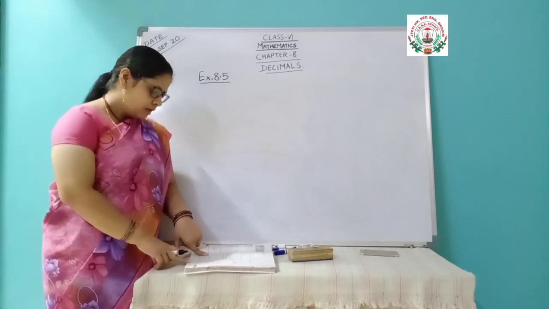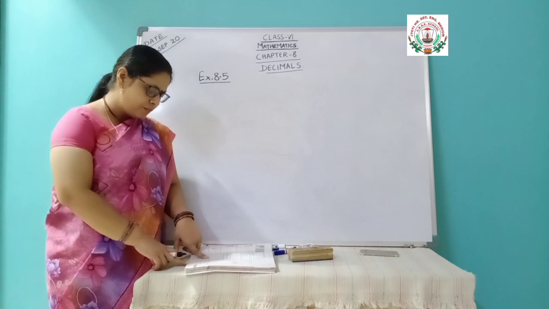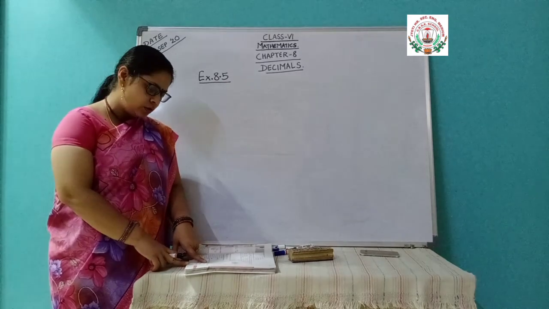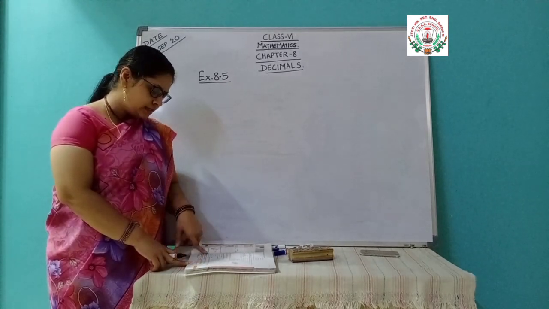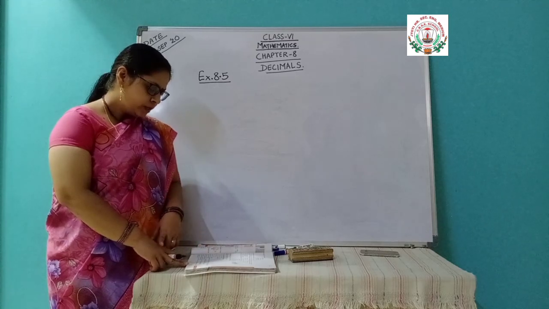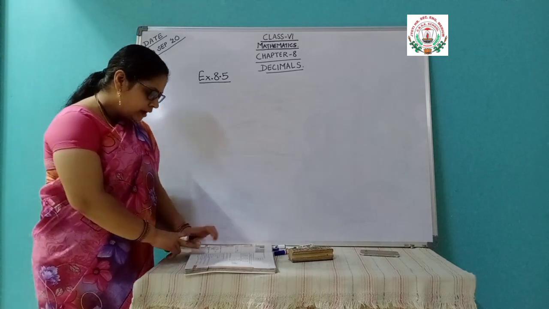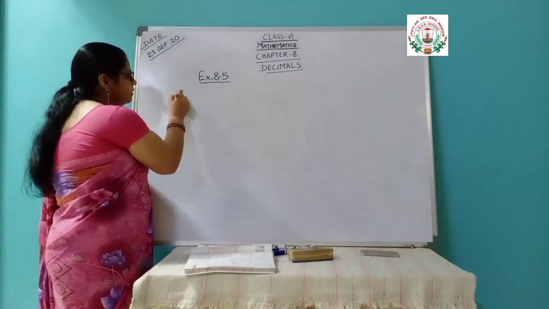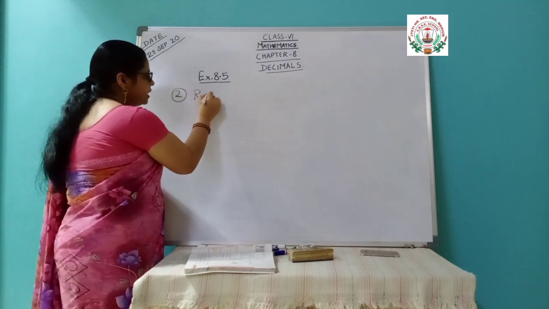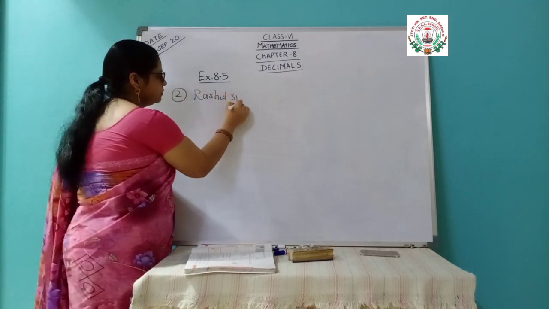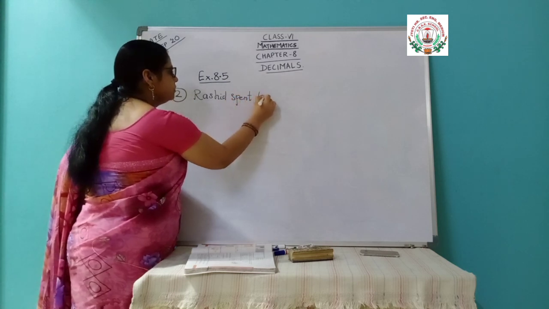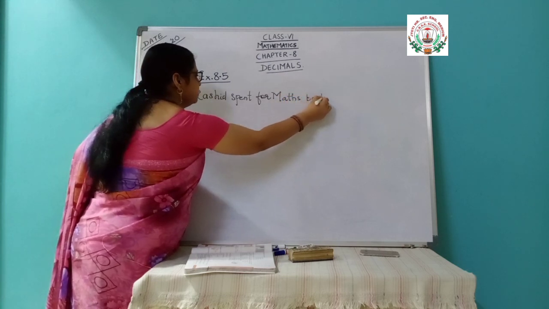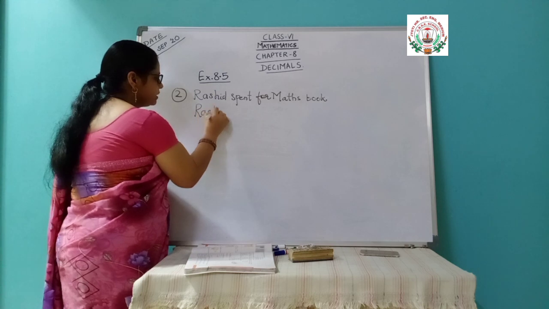Like this question. Rashid spent rupees 35.75 for maths book and rupees 32.60 for science book. Find the total amount spent by Rashid. So, you can make the statements like Rashid spent for maths book as given in the question. So, we are writing here Rashid spent for maths book. And Rashid spent for science book.